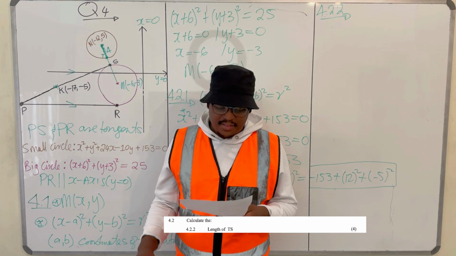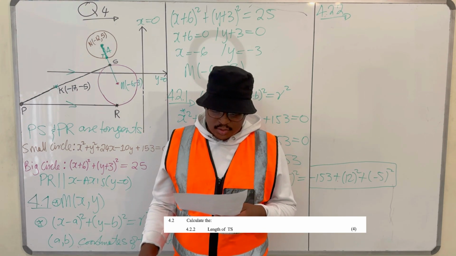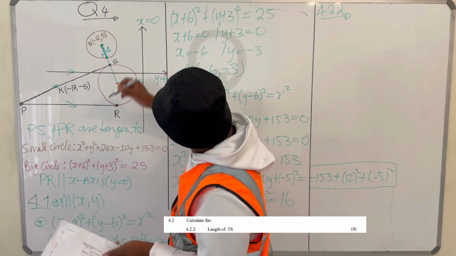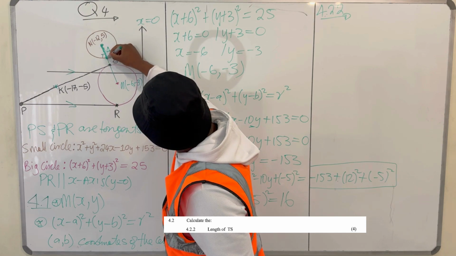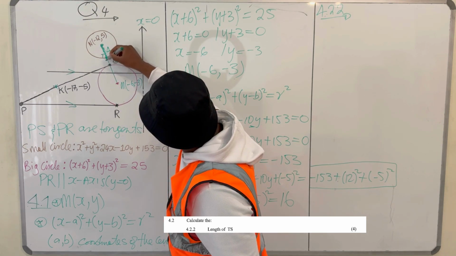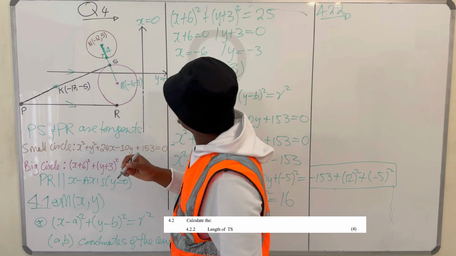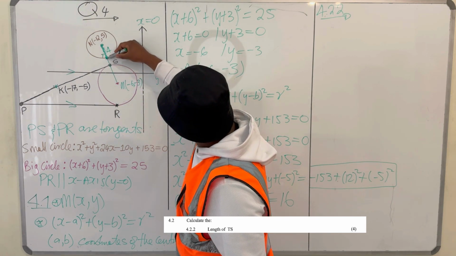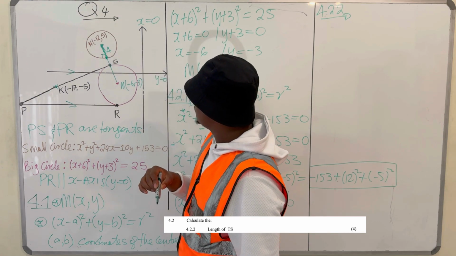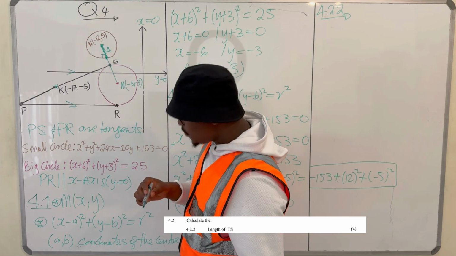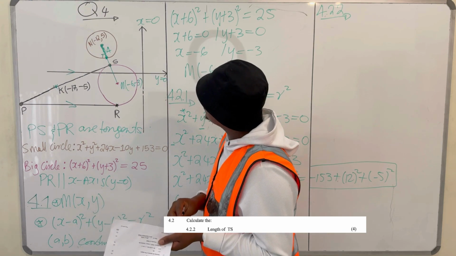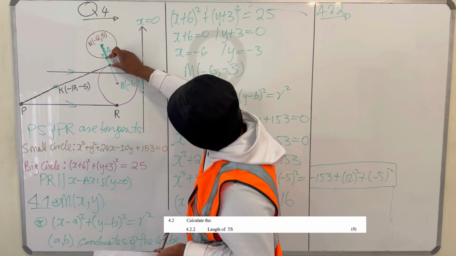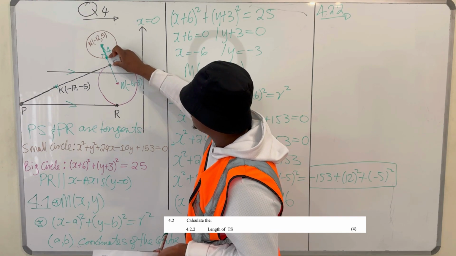They want us to find the length of what? Of TS. Where is T? T is this point on the circumference of the small circle, and S is the point on the circumference of the large circle. So they want the distance between these two circles, right? No problem. So how are we going to find this? Because they just want this small distance TS here, this distance in between these two circles.